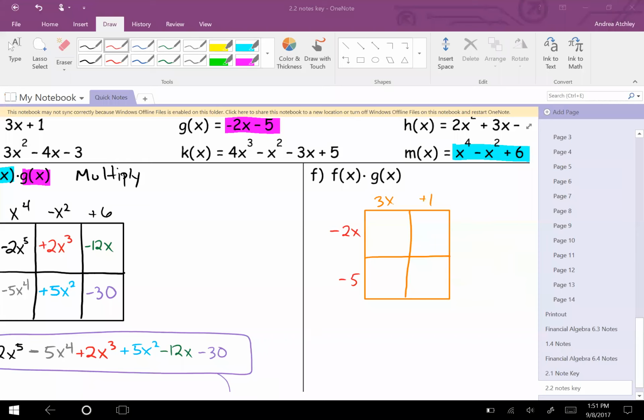Okay, when we multiply, the 3 times the negative 2 is negative 6x, and then x times x gives me this x squared. Then we have the 1 times the negative 2 is negative 2x. And then we have the 3x times the negative 5 is negative 15x's. And the 1 times the negative 5 is a negative 5.